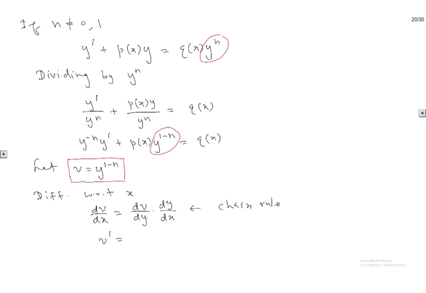If you take dv over dy, you're going to get 1 minus n times y to the, you subtract 1, so that means minus n. And dy over dx means y prime. That's what you get when you take the derivative. But we can divide both sides by 1 minus n. If you divide both sides by 1 minus n, we're going to get v prime over 1 minus n equals y to the minus n times y prime.